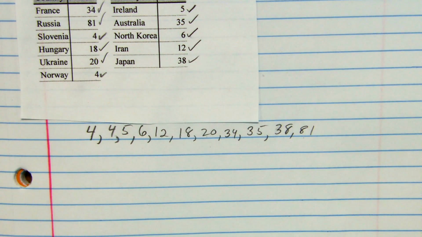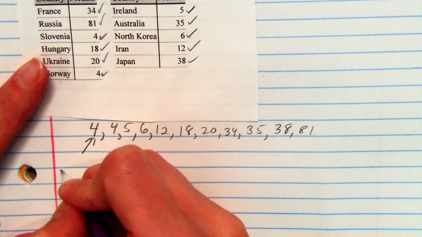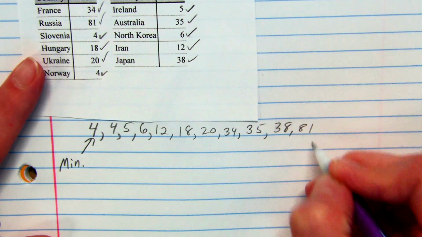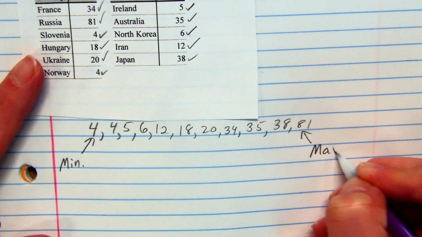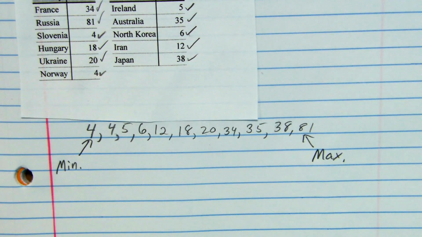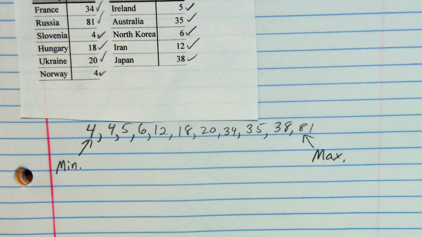First, you need to know the maximum and minimum numbers. So the smallest number is your minimum. The largest number is your maximum. That part is pretty straightforward if you have them in order. Okay? And then the median is the middle number.